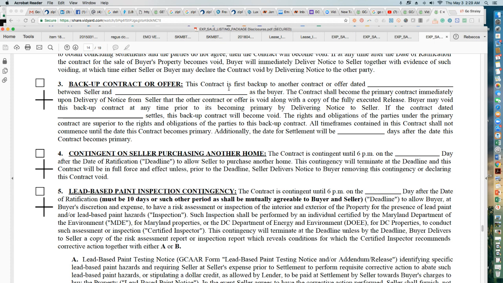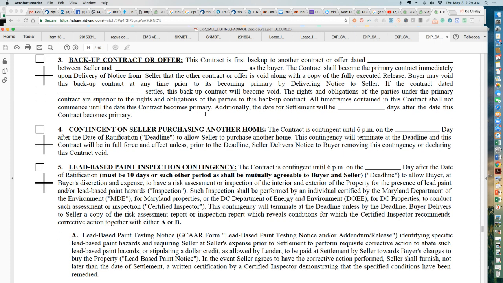And we put the buyer's names here. And we just want to make sure, again, that everybody's on an equal playing field and they know what conditions and what contracts and what properties and how many days. So very important to fill in all the blanks. If the contract dated, and this is the original contract, settles, this backup contract will become void.